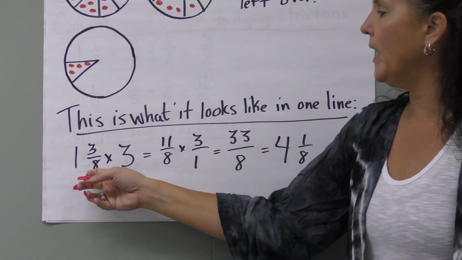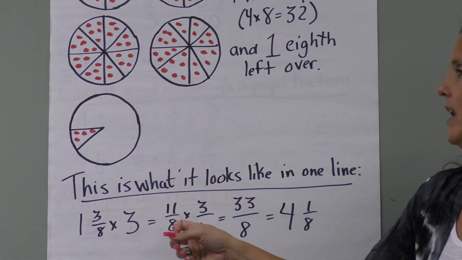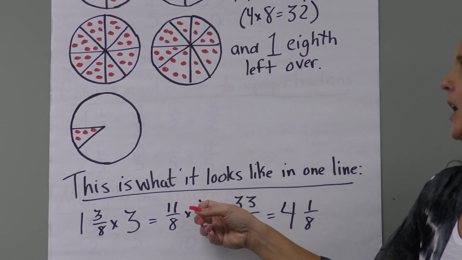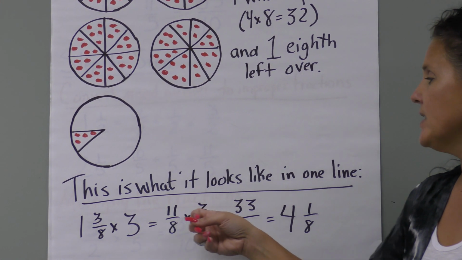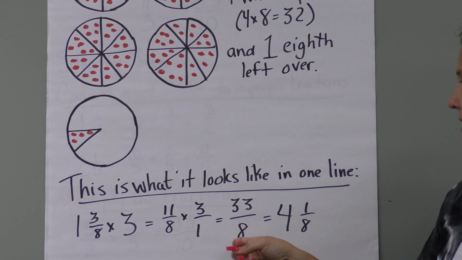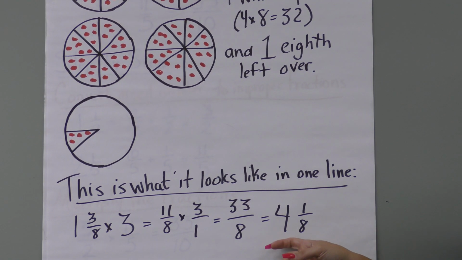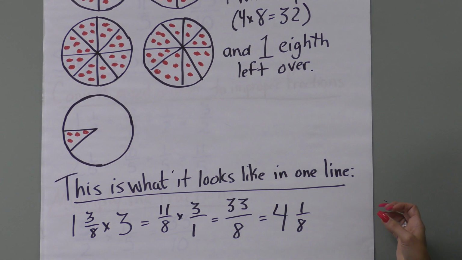So we have 1 and 3/8 times 3. We made our 1 and 3/8 into 11/8. And we put our 3 over 1, right? So now we're going to multiply. 11 times 3 is 33. 8 times 1 is 8. And then we switched it up here to 4 and 1/8. That's our mixed number, right?